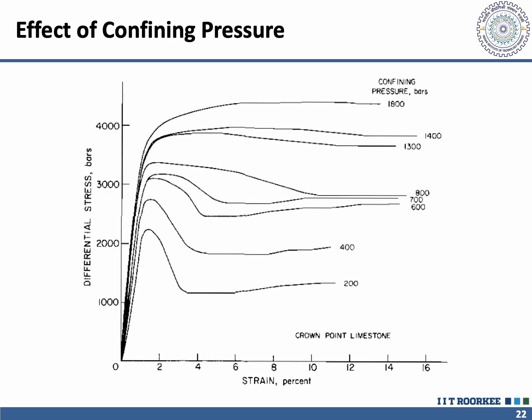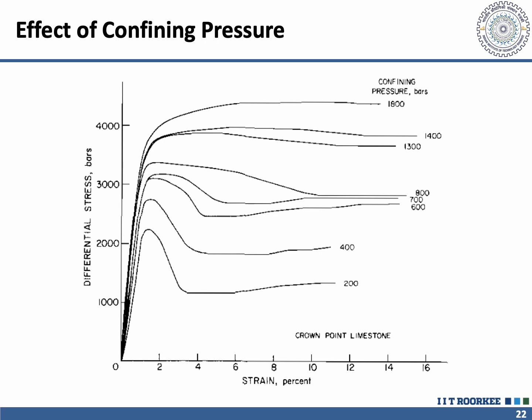This graph represents the effect of confining pressure on the behavior of rock. Here, the example of deformation studies done on Crown Point limestone is taken. The x-axis represents the strain in percentage and the y-axis represents the differential stress in bars. Each curve corresponds to a different confining pressure from 200 to 1800 bars.